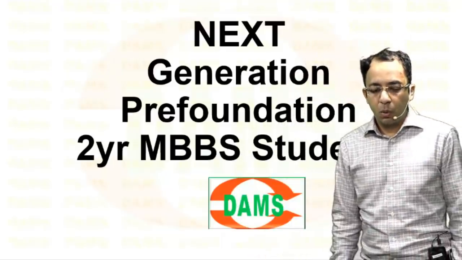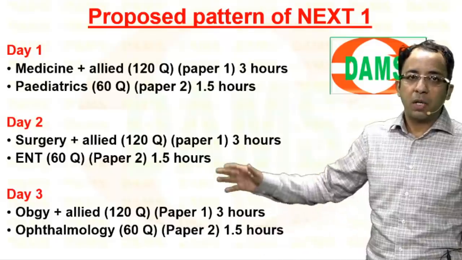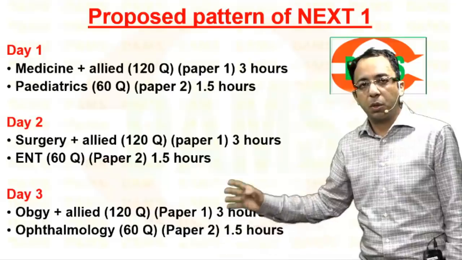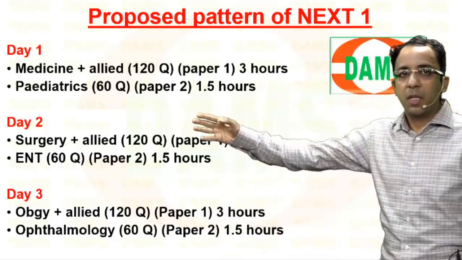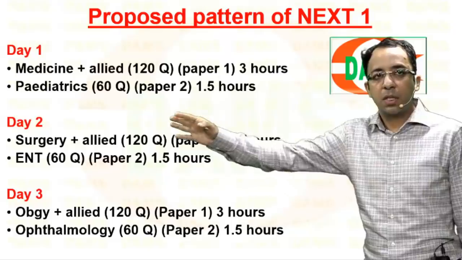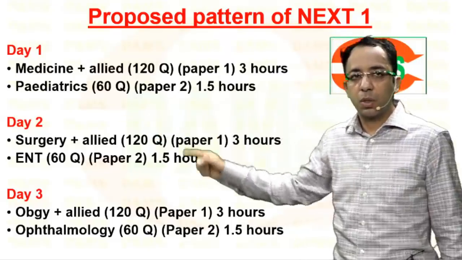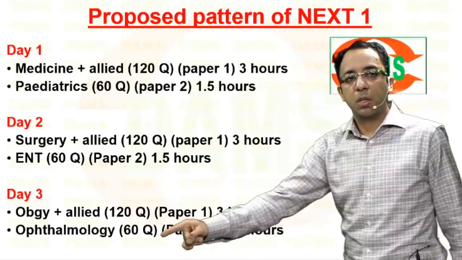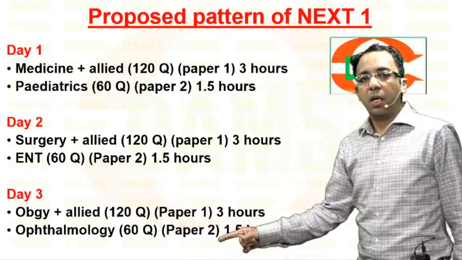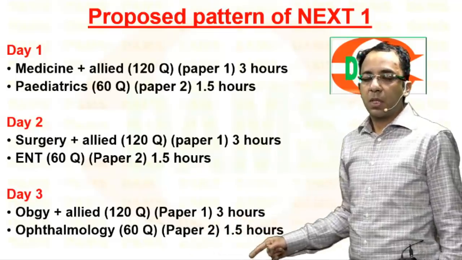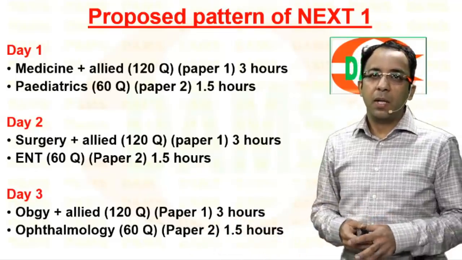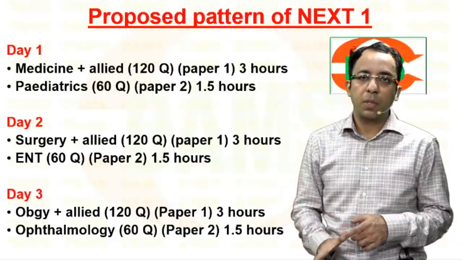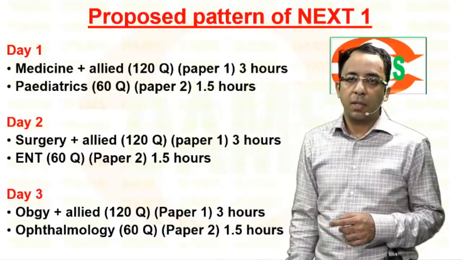So this is the proposed pattern for the next exam. It will have 3 separate papers on 3 days. Day 1 will be medicine and allied, 3 hours, 120 questions, pediatrics 60 questions. Day 2 will be surgery and allied, 120, ENT 60 questions, and a post lunch session, obs and gynae and allied 120, ophthalmology 60. Now what do we mean by allied here? Allied means things like skin, anesthesia, radiology, psychiatry, orthopedics. They will fall into the allied categories.